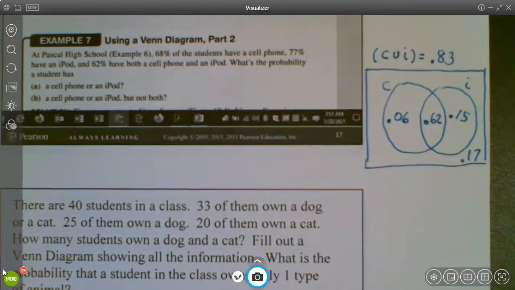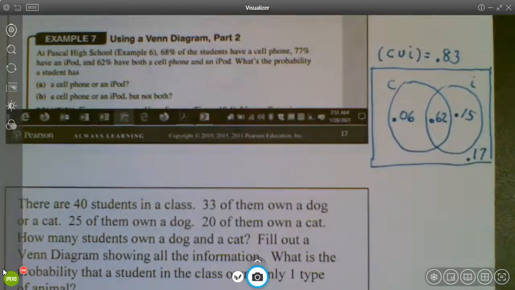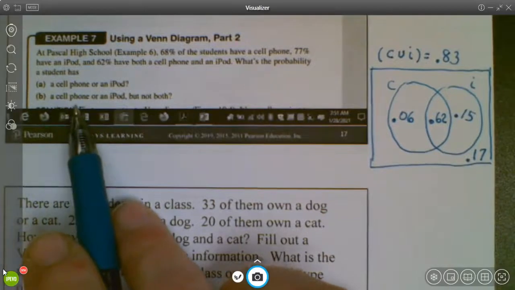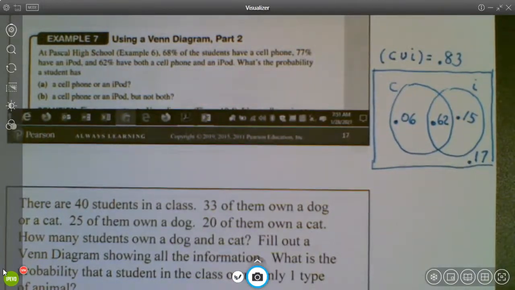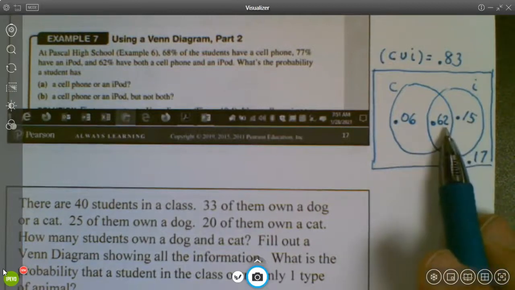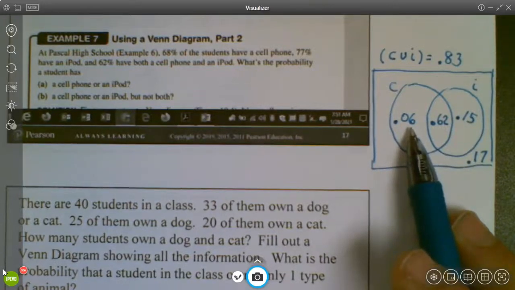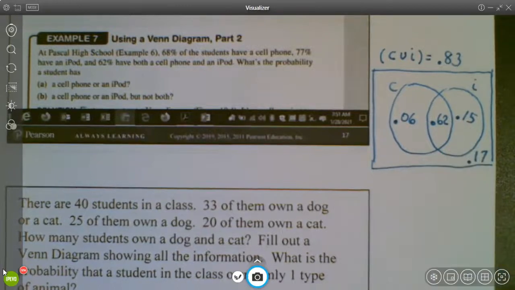Right, those are the 17 that don't have a cell phone or an iPod, is how we would interpret that. So what percent have a cell phone or an iPod, but not both? But not both. So kind of a key phrase. So this is the 83 that have one or the other, but now they're saying, but not both. In other words, cell phone only or iPod only. Right? So I would add those two sections together, and those add up to 21%.